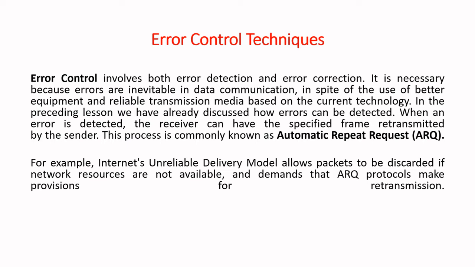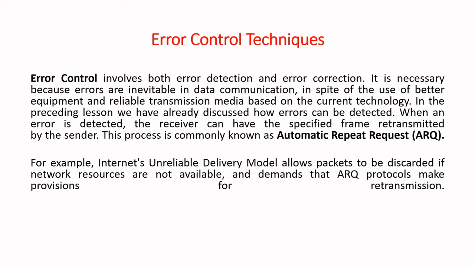Because in spite of the use of better equipments comparatively and reliable transmission media based on the current technology, in spite of these things, errors are very common in the data communication. So when an error is detected, the receiver can have the specific frame retransmitted by the sender, and this process is known as automatic repeat request.